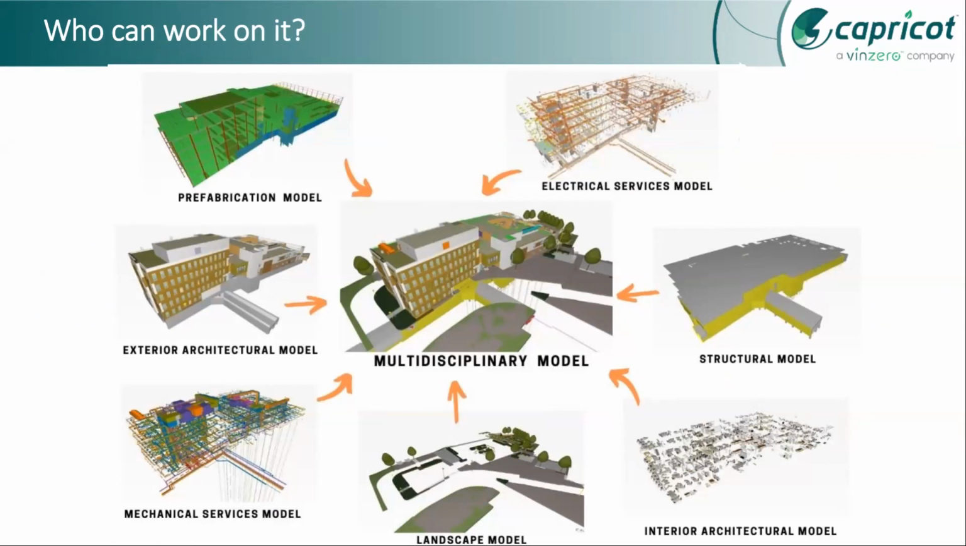Then the mechanical services model would be all the mechanical services like the HVAC part, plumbing part. Then the exterior architectural model would be there, showing how the building would look from the exterior. And the prefab model, in case you're working on a prefab project, would show you all the connections and all the details of that. All of these would combine and make a multidisciplinary model.